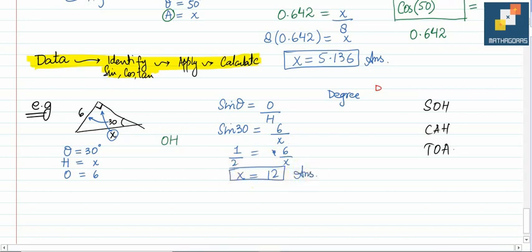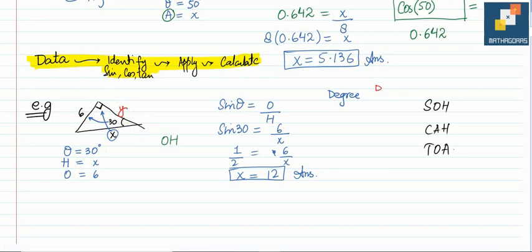Right? Now, if I need to add in the same question, let's suppose this value is y. You need to find the value of y. Now it is a right angle triangle. In this right angle triangle, 2 sides are known, 6 and x. So you can find out the third side by using Pythagoras as well, right?